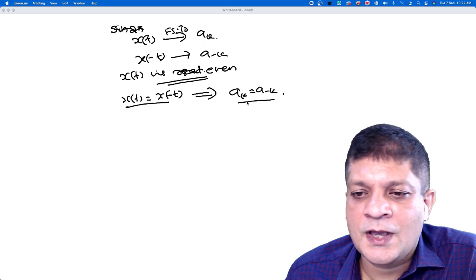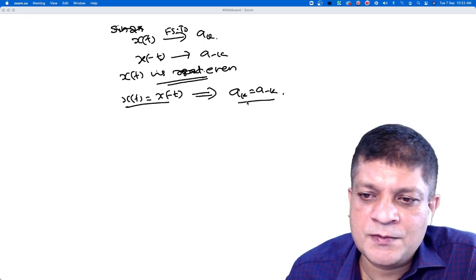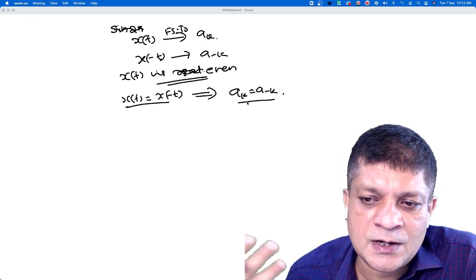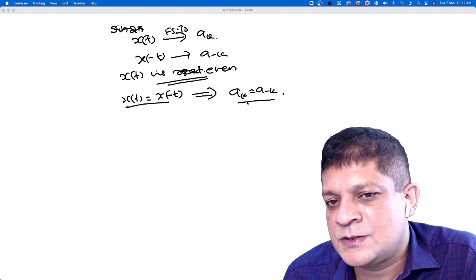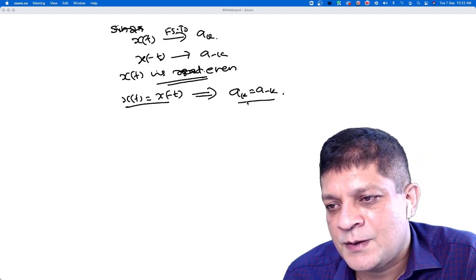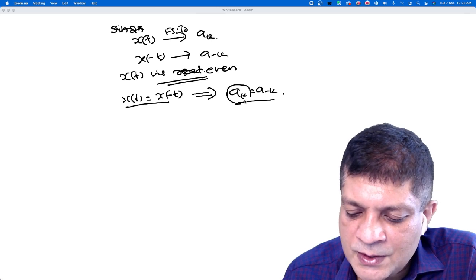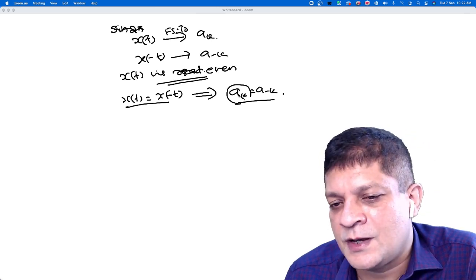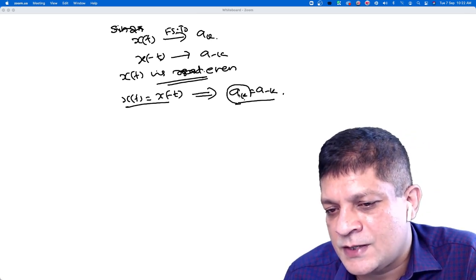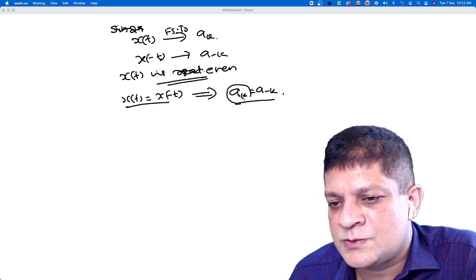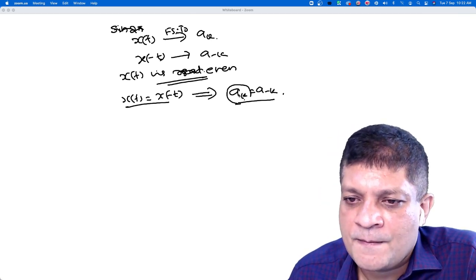What is the meaning of this? ak is equal to a minus k. If we flip the Fourier series coefficients, we are getting the same Fourier series coefficients, right? That means ak is an even function of k, isn't it?